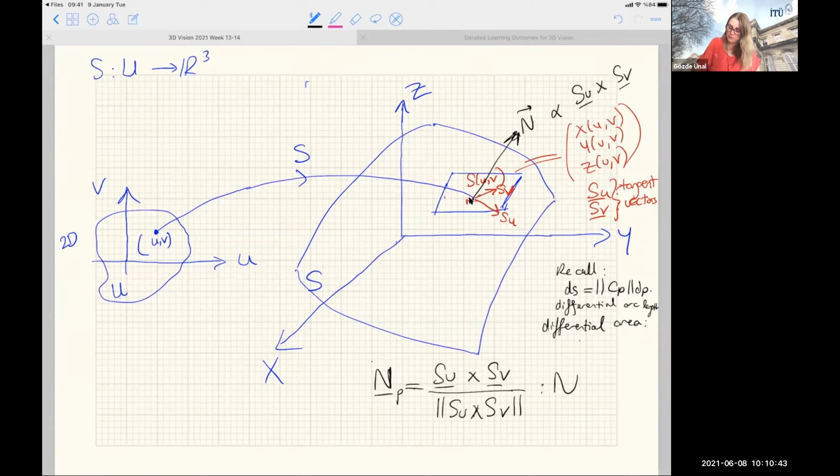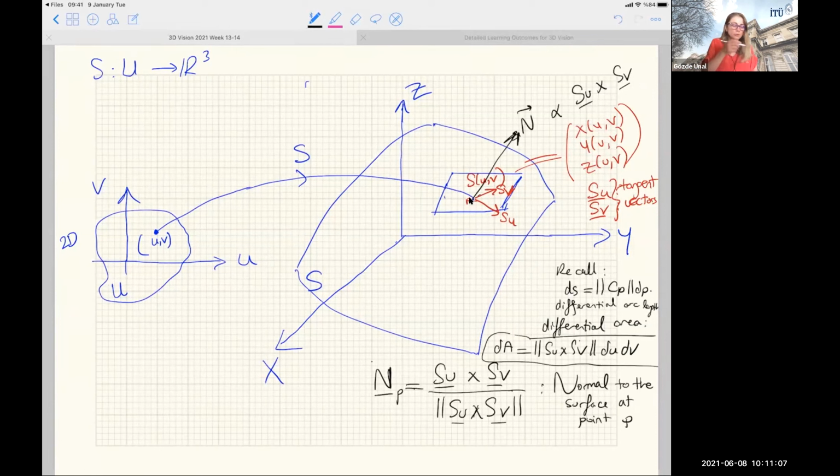This is the normal to the surface at point P. Now we can write the differential area. dA will be the magnitude of S_u cross S_v du dv. Because if you want to calculate the area, we will be using this. It's coming up soon. And at P.